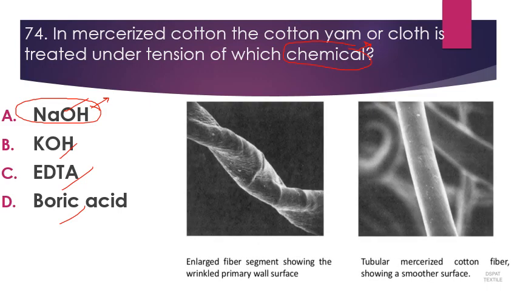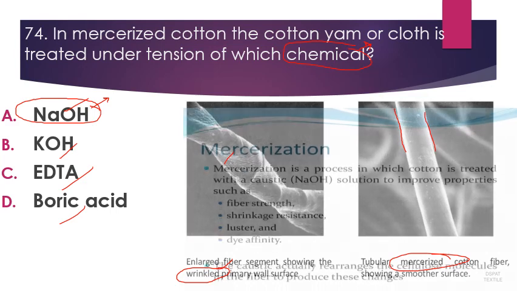So here we can see, normally without mercerization, the fiber is wrinkled. But when it is mercerized, we can see there is improvement in the fiber surface. It becomes smoother and shinier. So that's why we have to mercerize these cotton fibers. And for this we use this chemical that is called NaOH, sodium hydroxide.